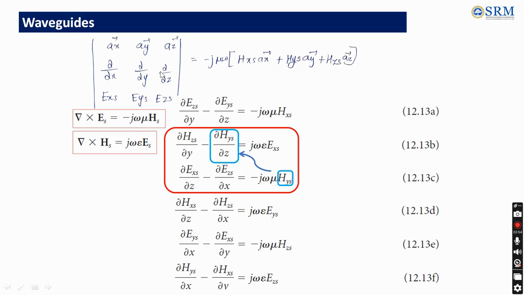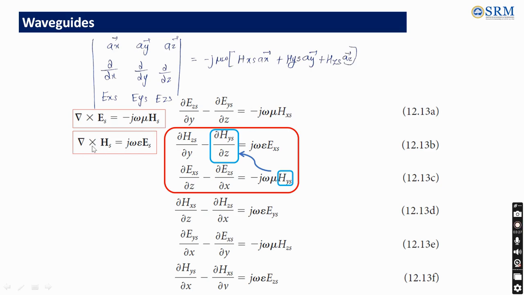What I'm going to do here is we are going to expand this determinant. We know how to expand it, and we are going to equate the unit vectors on both sides. Okay, similar unit vector. So this is the first expression while equating the ax unit vector. So let us see, ax means first we have to take it and then multiply these two, right? Dou EZS by dou Y minus dou EYS by dou Z is equal to minus j omega mu HXS.